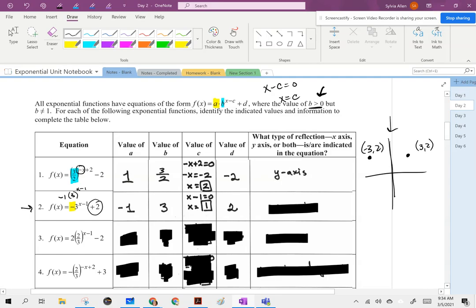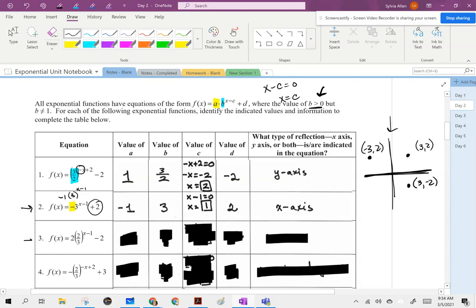And then is there any reflection? So let's take a look. When you have a negative out front, that's going to be an x-axis reflection. And so what it's doing is your x stays the same, but your y value is different. So that's what it looks like when you have an x-axis reflection.